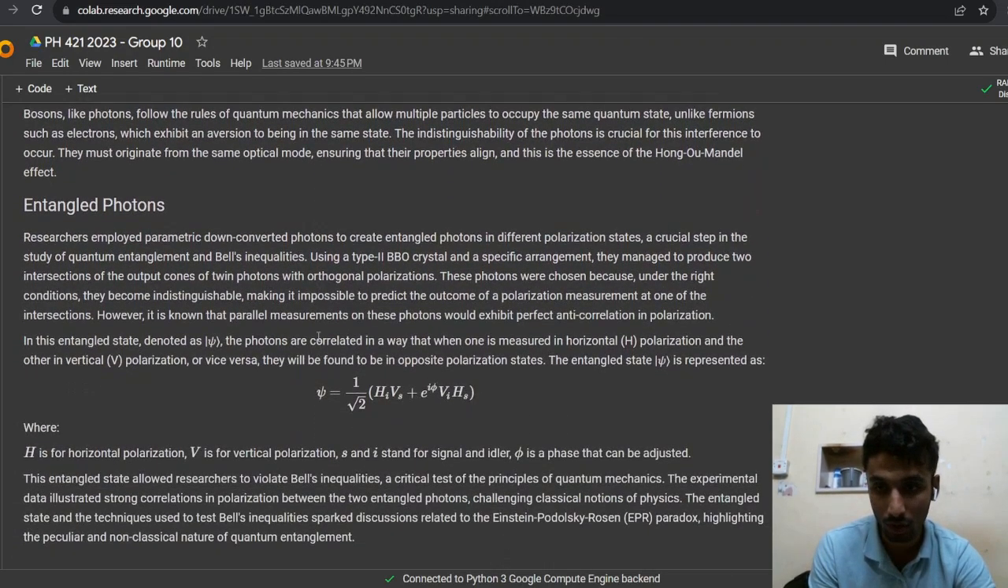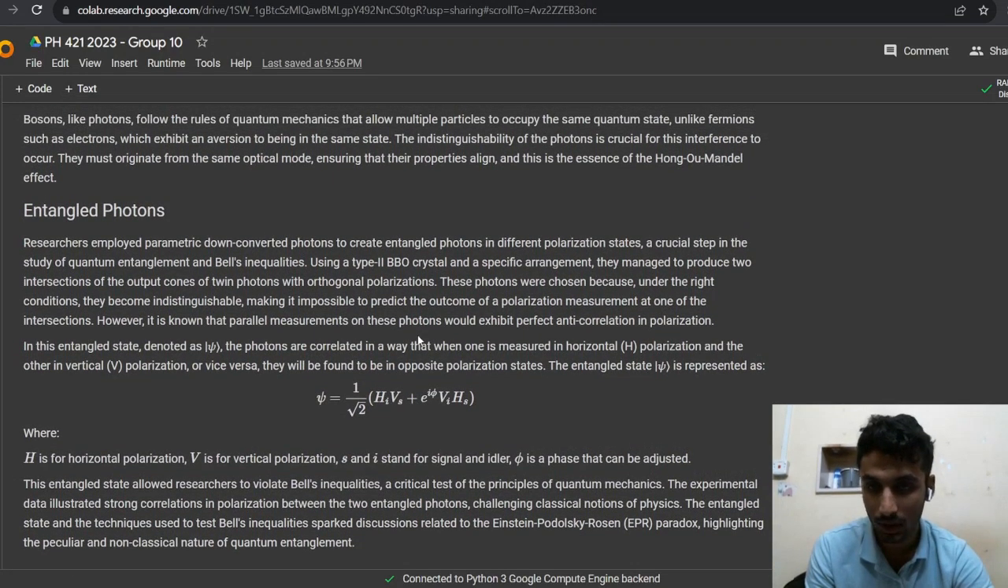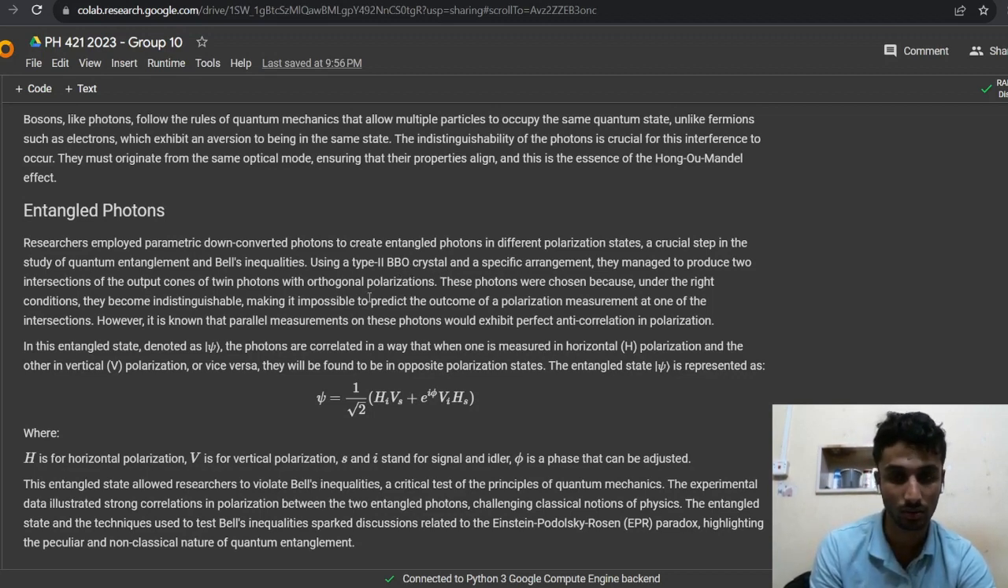Next, we move on to this application, entangled photons. This is used to show the nature of entangled photons and how we can create them. They used SPDC to create entangled photons in different polarization states. We use this to test Bell's inequalities using the procedure from before: we create two photons, and we make intersections of the outputs of the twin photons with the different polarizations.